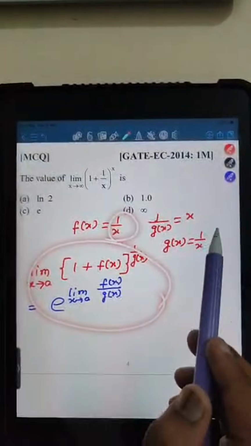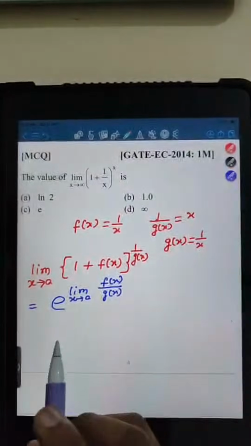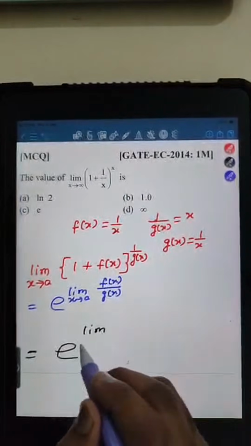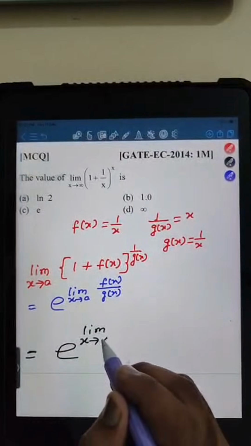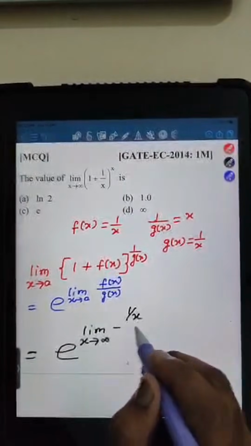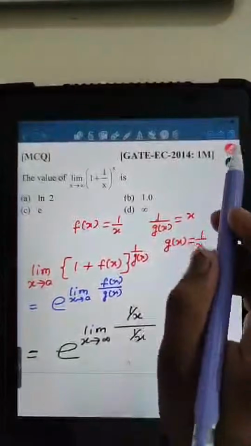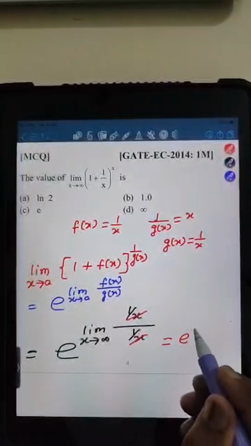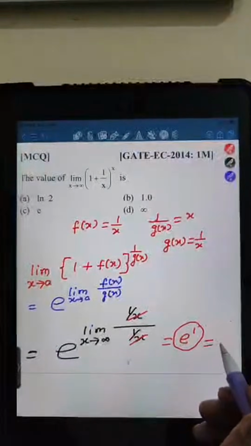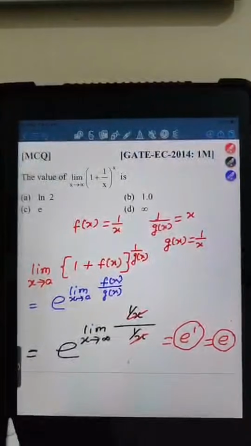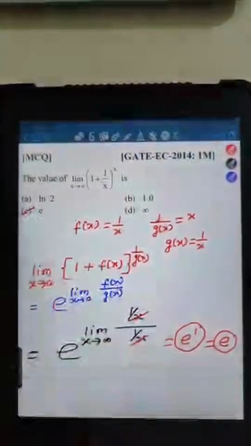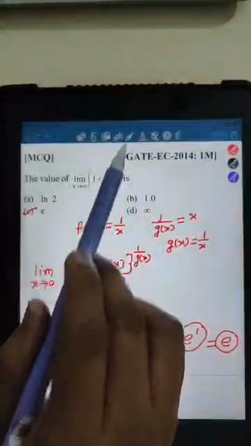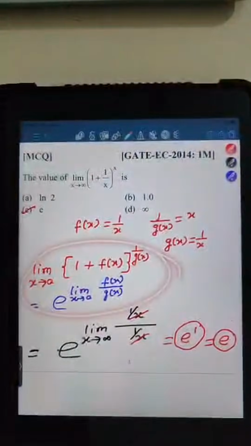f(x) is 1 by x, g(x) is 1 by x. You can directly write the answer as e raised to the power limit x approaches infinity, f(x) is 1 by x and g(x) is 1 by x. Then you can cancel out this x and you will be left with e raised to the power 1, that is nothing but e, that is the exponential whose value is 2.71, and in the option it is given as e itself, right? You can use this whole funda for this particular problem.